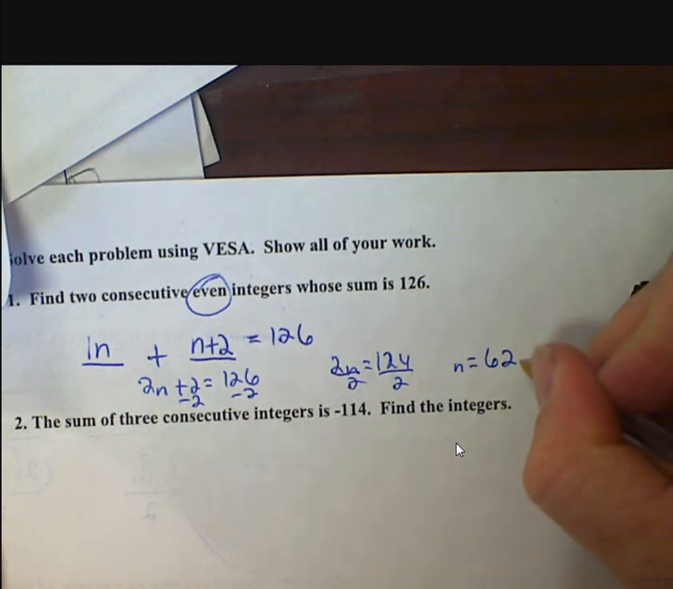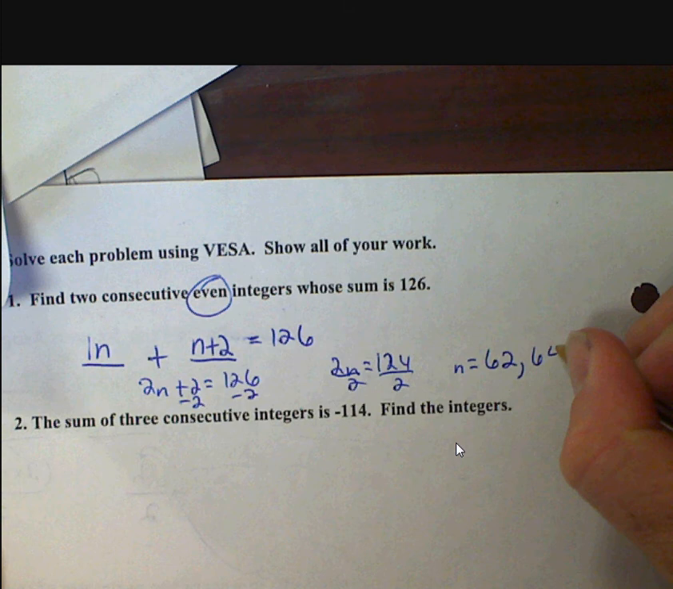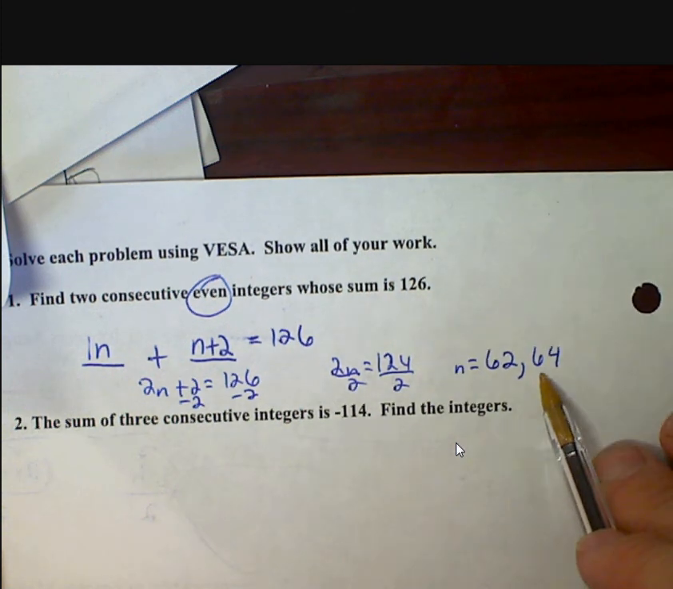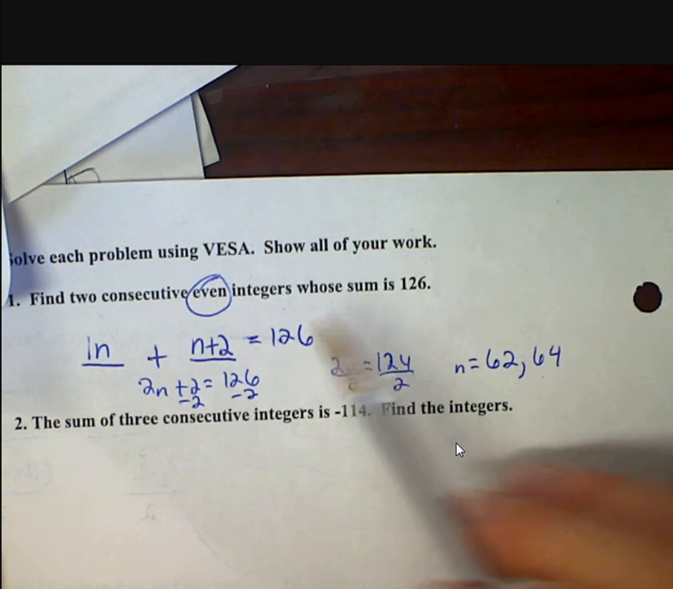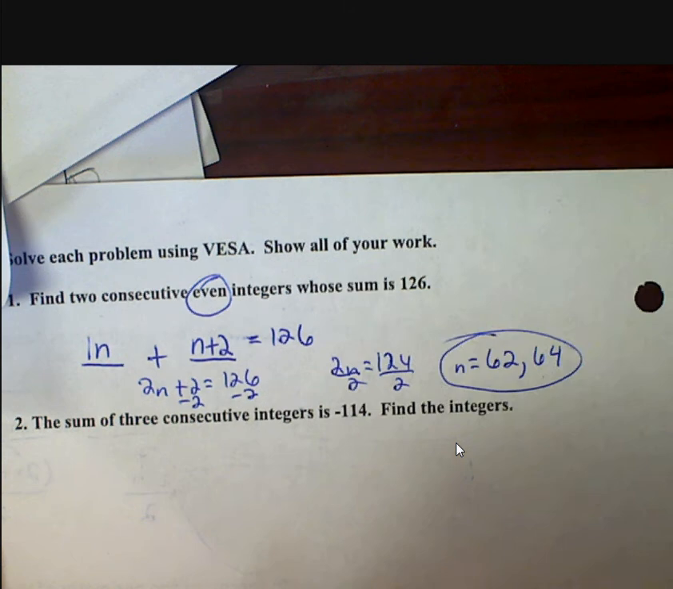If this is my first one, my next one has to be 64. If you take 62 plus 64, that adds up to 126. There's our two answers.